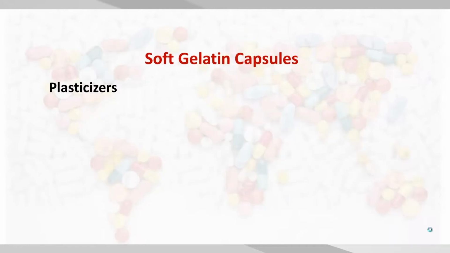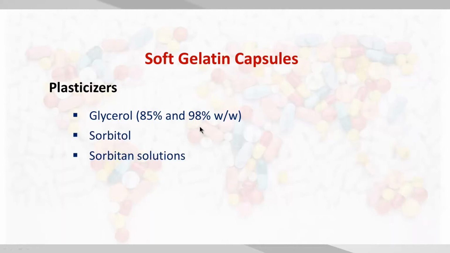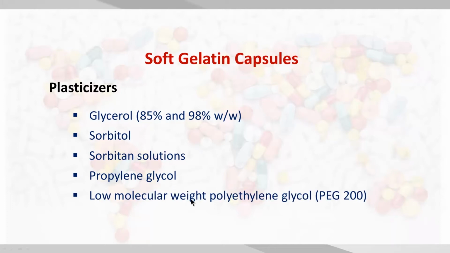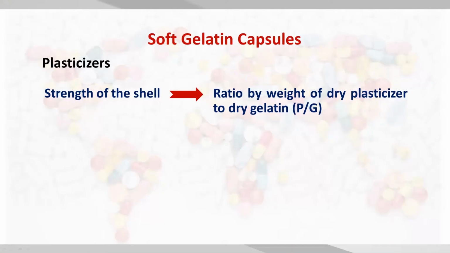Now, plasticizers. There are a few examples of plasticizers, like glycerol. Glycerol can be used in the concentration of 85% or 98% weight by weight. Others are sorbitan solutions, propylene glycols, and low molecular weight polyethylene glycols, like PEG 200. Now, what should be the property or the composition of the plasticizer for a good soft gelatin capsule? The strength of the shell directly depends on the ratio by weight of the dry plasticizer to the dry gelatin.